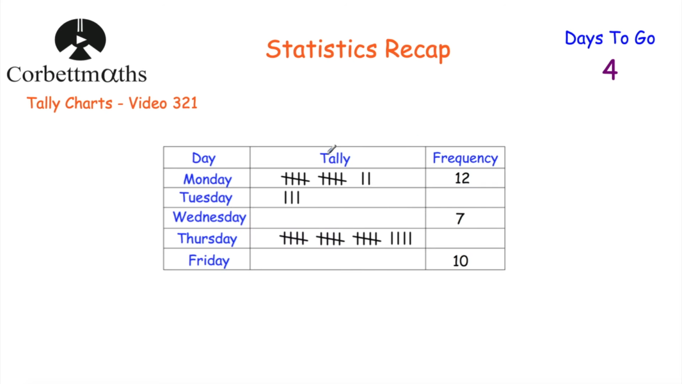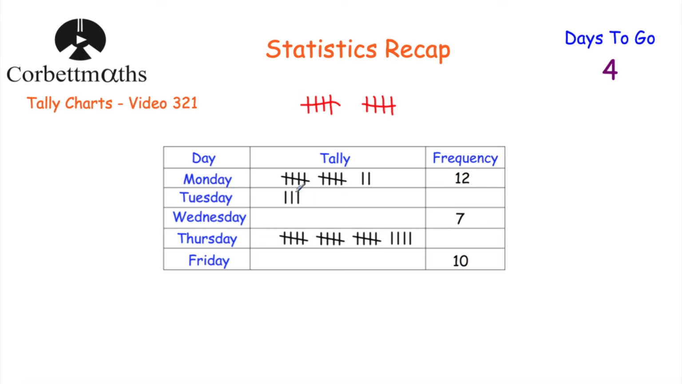Tally charts, make sure you know how to complete a tally chart. It might be that you know how many items there are and you've got to do the tallies for them, and make sure that when you get to the fifth one, it'll be 1, 2, 3, 4, and then the fifth one will go across, and then 6, 7, 8, 9, and then the 10th one will go across. So all the multiples of 5 will be going across. So make sure you know how to complete tally charts.